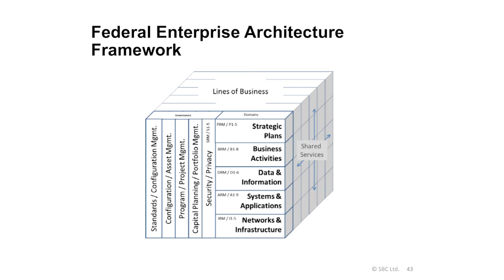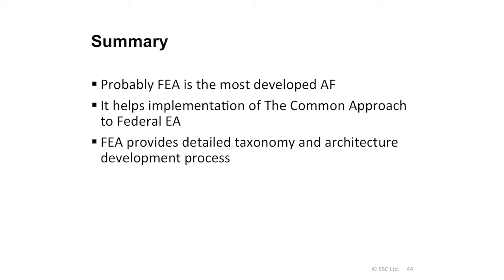This slide shows the hierarchical relationship of the major areas of the architecture of the FEA. It also shows how the architecture can be decomposed into segments. These segments follow structural or functional lines in the organization. You also see how shared services would be positioned. The FEA also provides a comprehensive taxonomy. In summary, the FEA is the most developed offering, the most common approach. It also provides quality documentation in terms of taxonomy and processes.